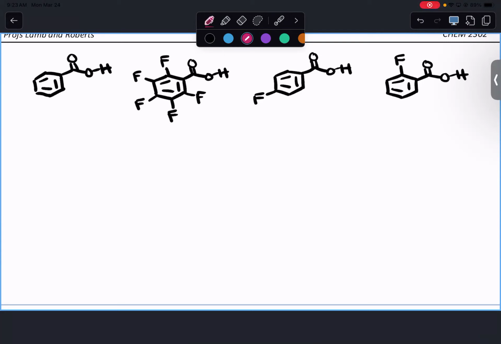So first, benzoic acid, not counting the carboxylic acid, which in itself is an electron withdrawing group, we have no electron withdrawing groups. We have a completely substituted benzoic acid. We have 5 electron withdrawing groups here. And we have 1 electron withdrawing group on the next one and 1 electron withdrawing group on the next one, okay?